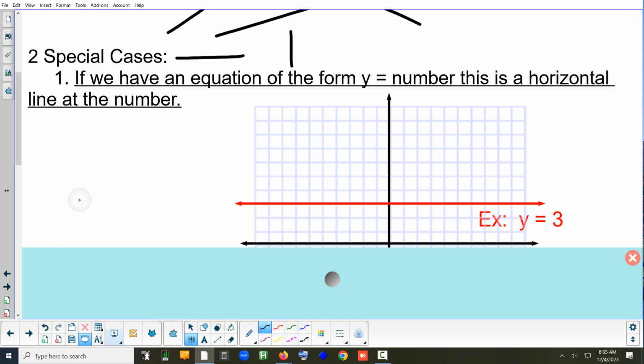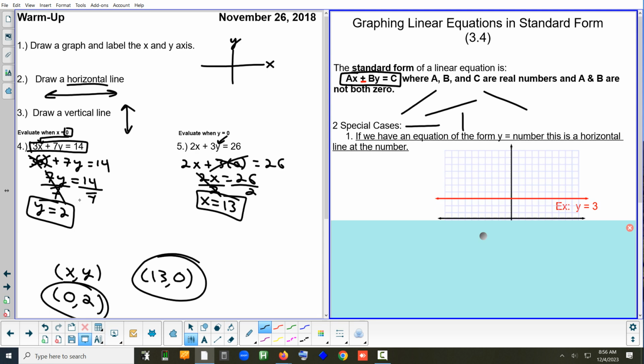Let's go back to what we did here. Look at example 4 and example 5. What are the two letters that came up in those problems? X and Y. If you have X and Y, then it's going to be a line that's just on a diagonal. If you are missing one of the letters, it's going to be a special case. If the X is the letter that's missing, and all you have left is the Y, that is going to be a horizontal line. Okay, Y equals 3. No X.